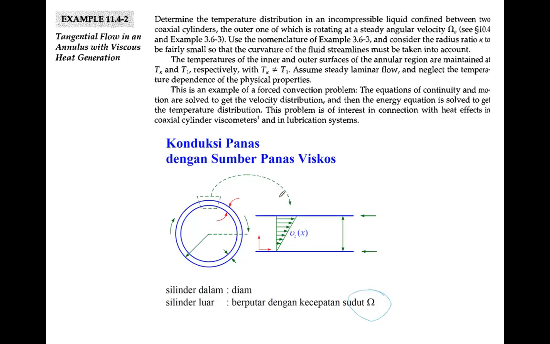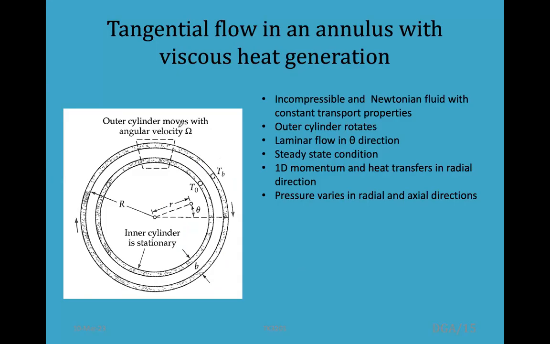Okay, and then the second one, let's have a look also at the tangential flow in an annulus with viscous heat generation. We have discussed this topic before, last week, with the shell energy balance, but now we're using the equation of energy, the equation of change. If you remember, the heat conduction with a viscous heat source. We treated this annulus like two plates, with the angular velocity of omega.